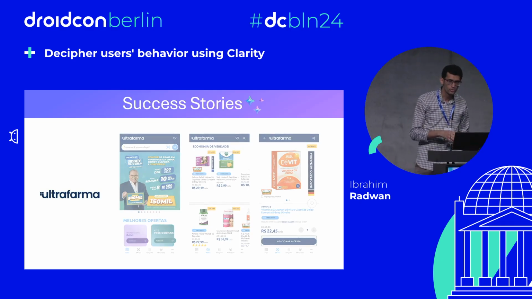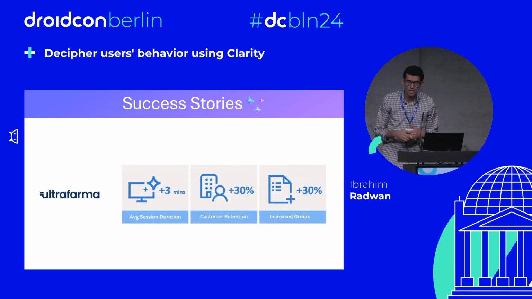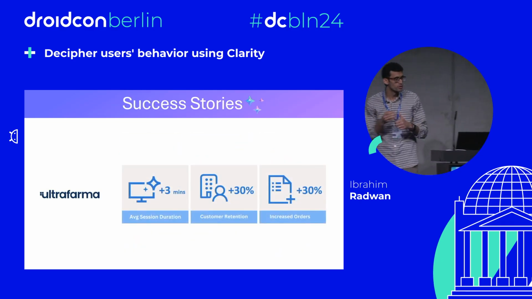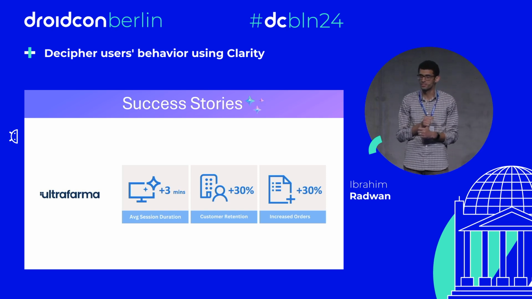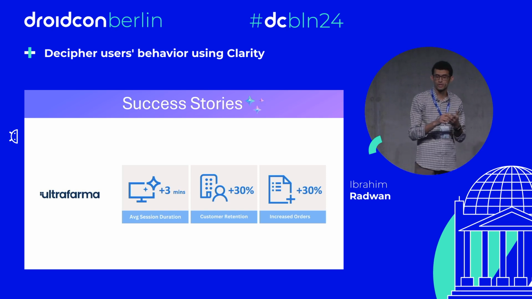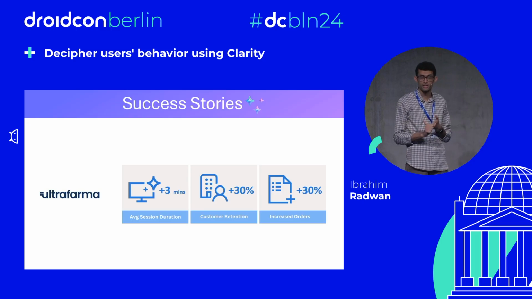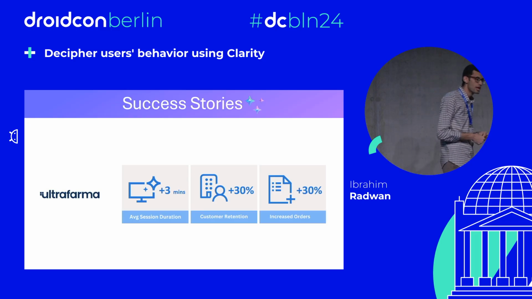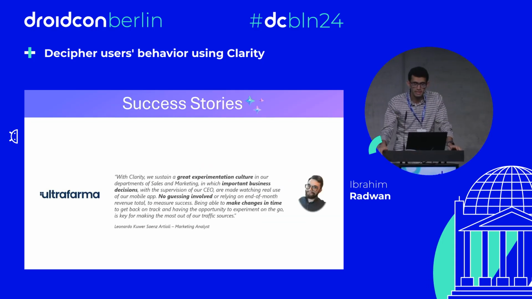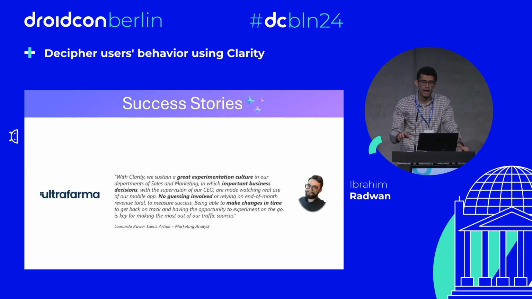After they got some insights from Clarity, they were able to redesign some parts of their application. And this actually turned into some good numbers for them. They were able to increase the average session duration by 3 minutes, and increase customer satisfaction, customer retention, and customer orders by like 30%. From these numbers, you could imagine the impact that this could have on any business. And in their own words, they said that Clarity helped them have a great experimentation culture, which allowed them to take important business decisions without having to guess anything, and it also allowed them to make changes in time.